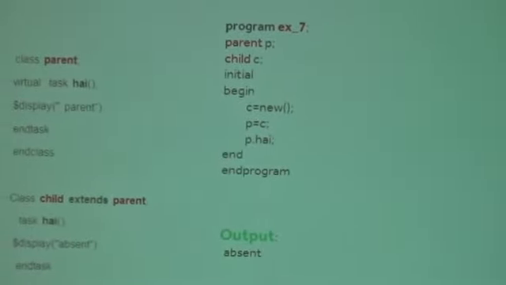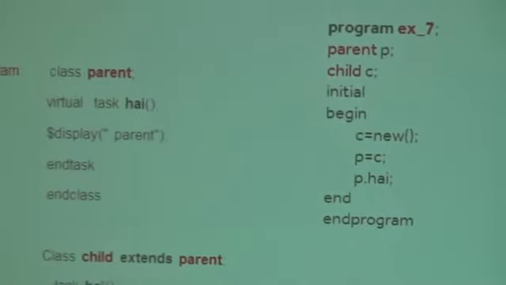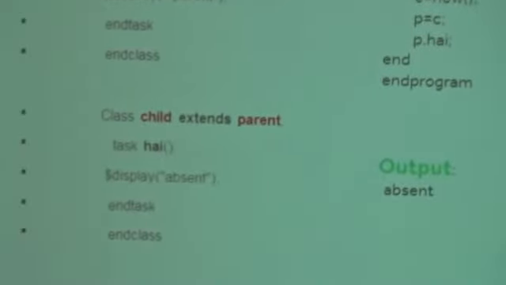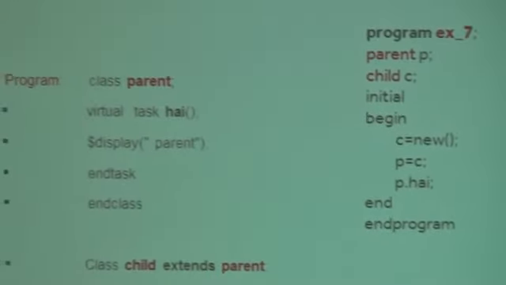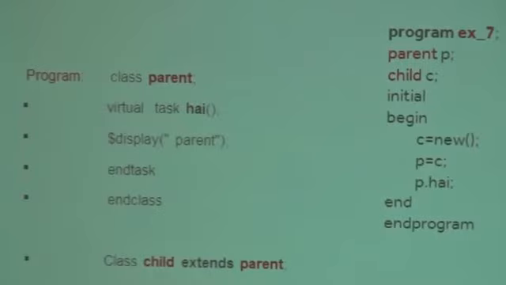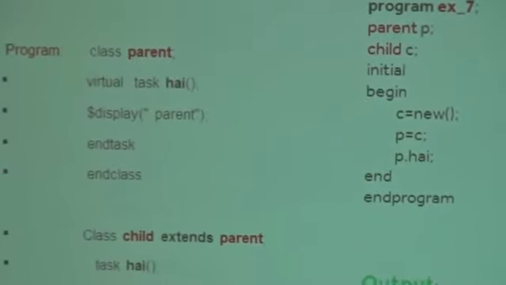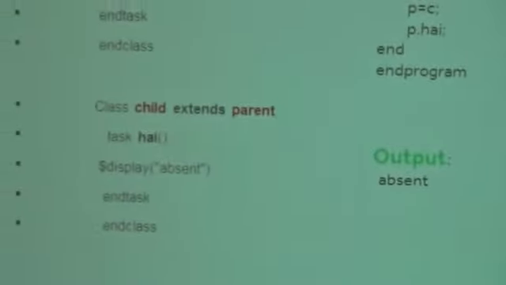Here, even though p.high is invoked, instead of invoking the task high from parent, since p represents the variable of parent, it doesn't invoke this, but it invokes the task high from the child class. That means here the polymorphism means it has many representations. That means for virtual task high in parent is 1. In this one it has many representations. That means this child has the one representation of this task high to provide the output as option.